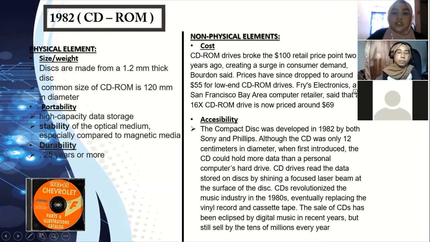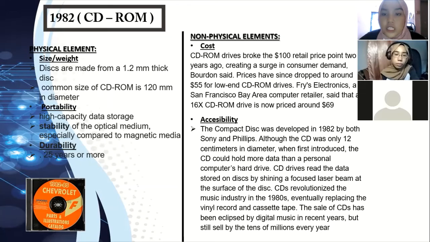Price Electronics, a San Francisco Bay Area computer retailer, said that a 16x CD-ROM drive is now priced around $69. It means from $100 to $69. So it means CD-ROM has a drop in price because now people can use other types of storage besides CD-ROM.